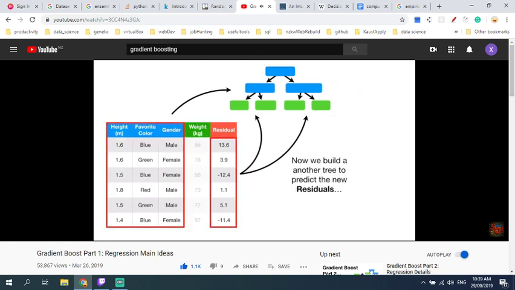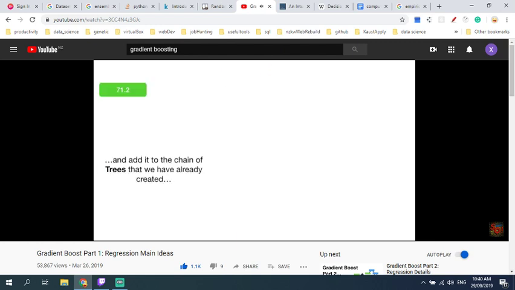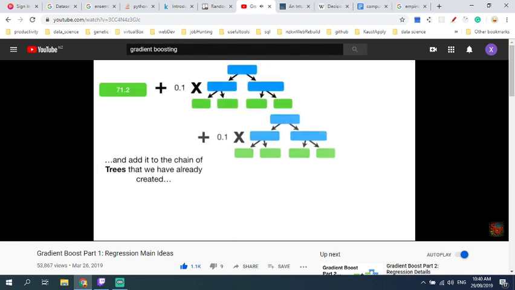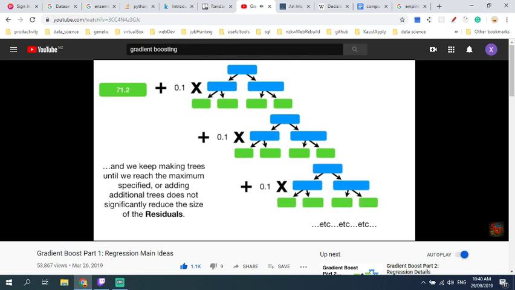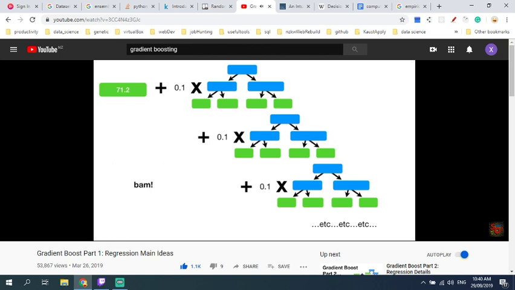Now we build another tree to predict the new residuals and add it to the chain of trees that we have already created. And we keep making trees until we reach the maximum specified, or adding additional trees does not significantly reduce the size of the residuals. Bam.